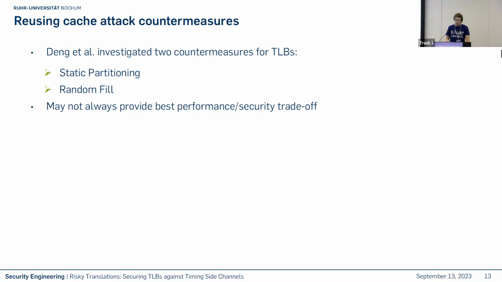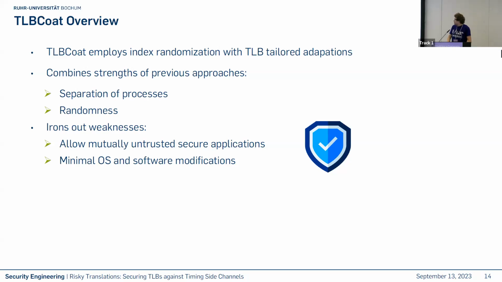So this leads us to TLB-Code, where we basically wanted to combine the strength of the two previous approaches, mainly separation of processes, which you naturally get by splitting the TLB, and also this randomness, which makes attacks much harder. At the same time, we wanted to fix some weaknesses. For example, static partitioning does not allow mutually untrusted secure applications to run at the same time. And also we wanted to keep the operating system modifications quite low. And we do this by employing index randomization, which is a well-known cache countermeasure. However, we did some adaptations so that it works very well in the context of TLBs.